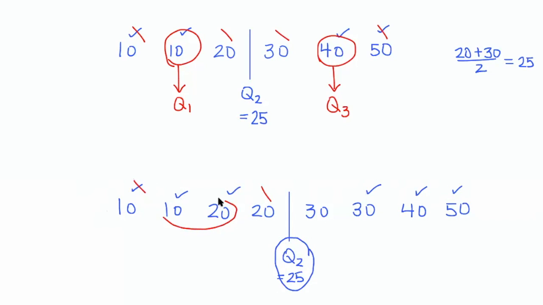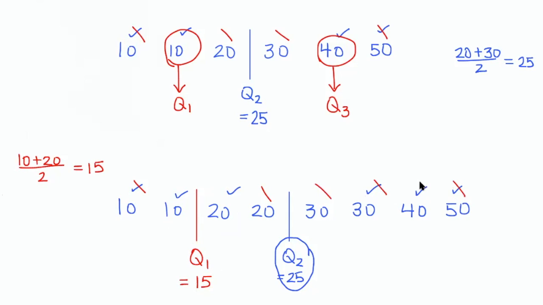And again, I get this situation where I've got 2 middle numbers. So we treat that exactly the same way. We would find the middle of those 2 numbers. And if we take 10 and 20 and divide by 2, you'll get 15. So in this particular situation, your Q1 would be 15. And similarly, on the other side of the data, I would find the middle of 30 and 40, giving me a Q3 of 35. So those are all the different possibilities that could happen.